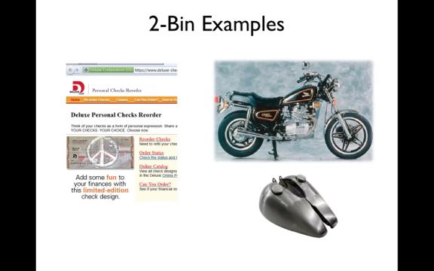On the right-hand side, there's a picture of a 1980 or '81 Honda CX500 Custom. I used to have one of those. Those old bikes would have a reserve on the gas tank, and that reserve would serve as the second bin. So you would go to the reserve tank when your main tank, bin 1, would be empty.